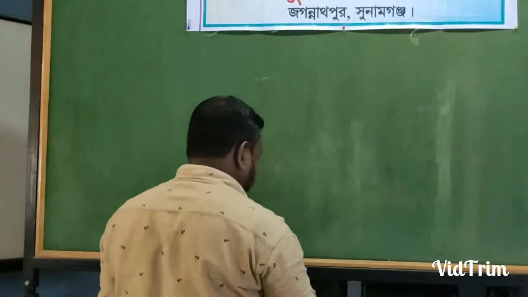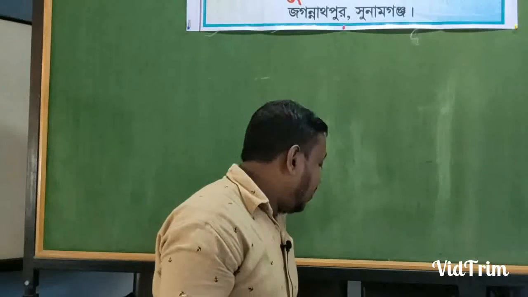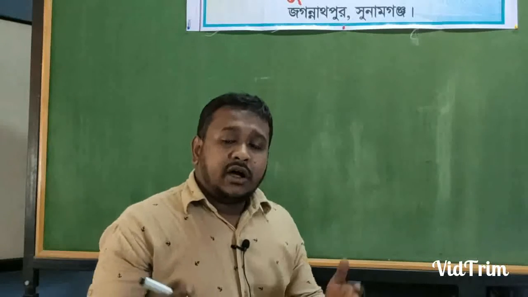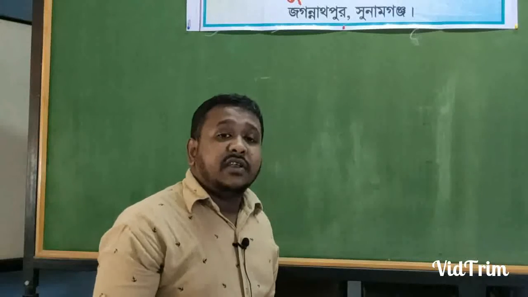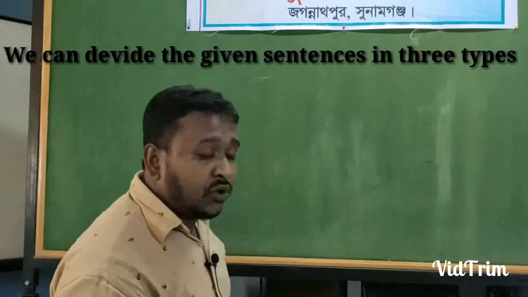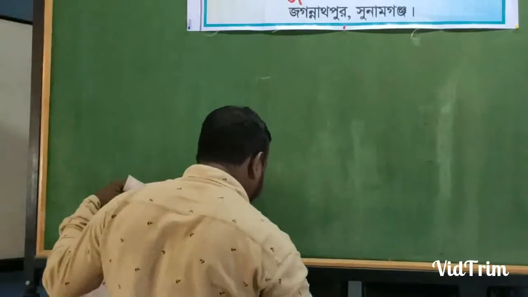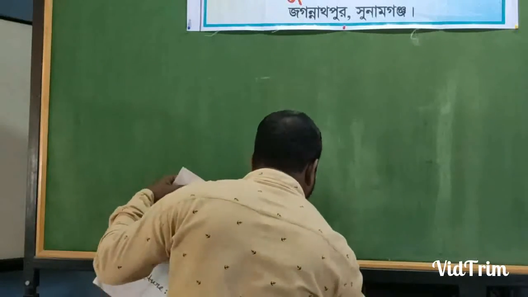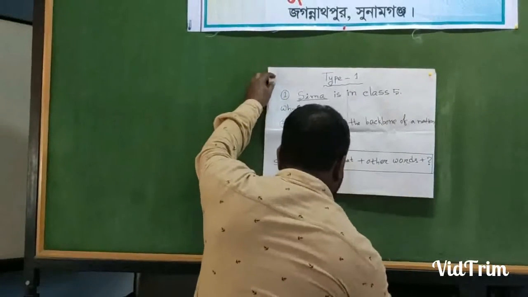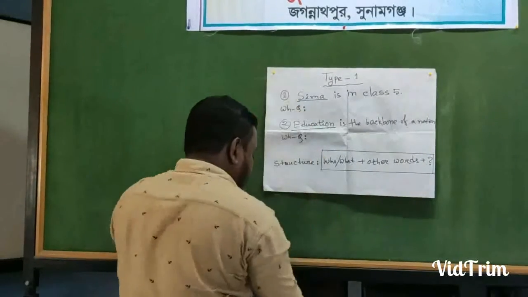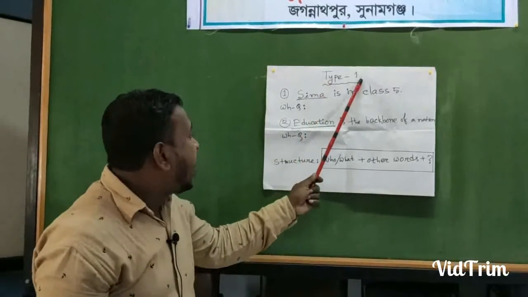Now, from the structure of the statement, we have seen that to make WH questions, we can divide them into 3 types. So I am showing you type 1. Here you see type 1.